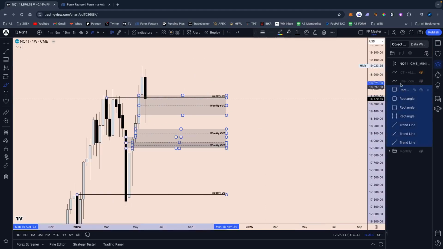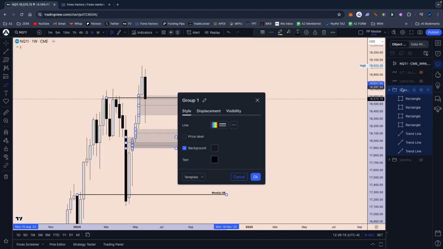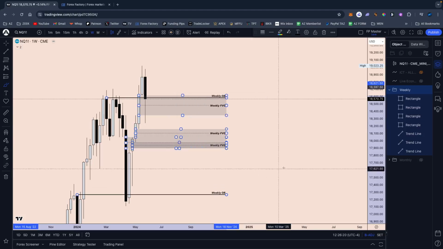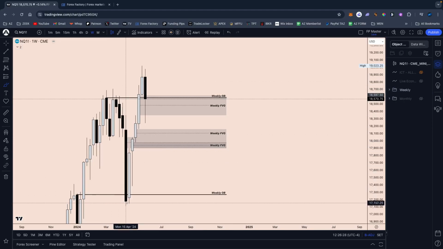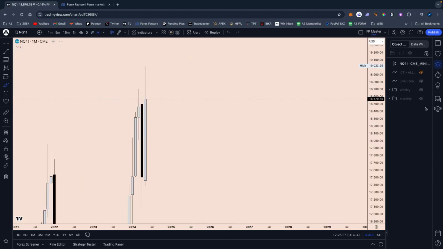Let me put this all into a weekly folder. Weekly, let's hide the brush. So right here, higher low, higher high, and now we could be in that phase where we retrace into that discount first before we continue higher, similar to what we saw on the monthly time frame, if you remember.